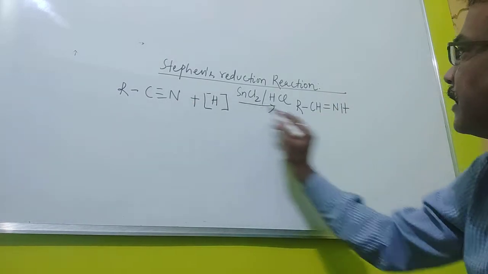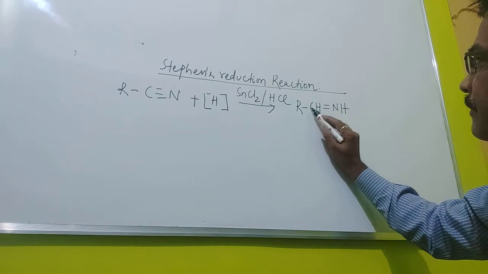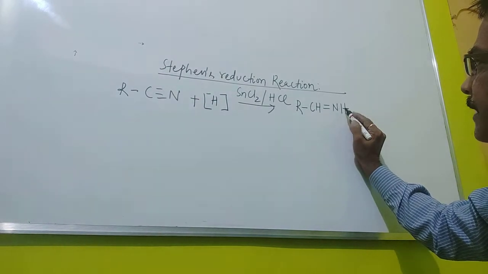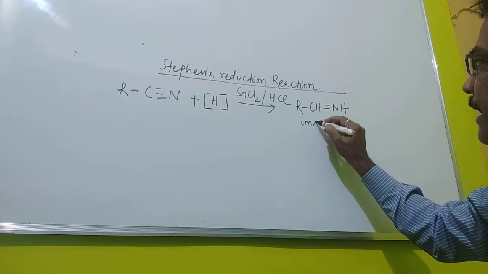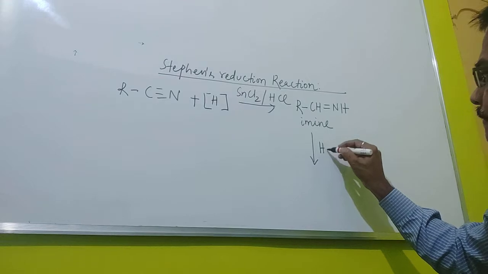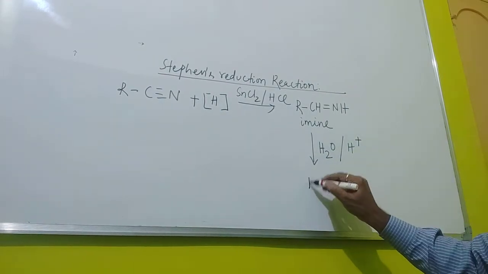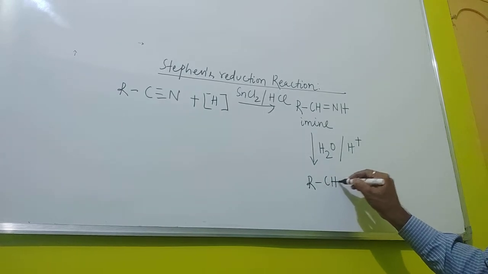So the triple bond is converted to a double bond to satisfy the tetravalency of carbon and trivalency of nitrogen, and it is known as imine, which is further hydrolyzed in the presence of acid. Aldehyde is formed.